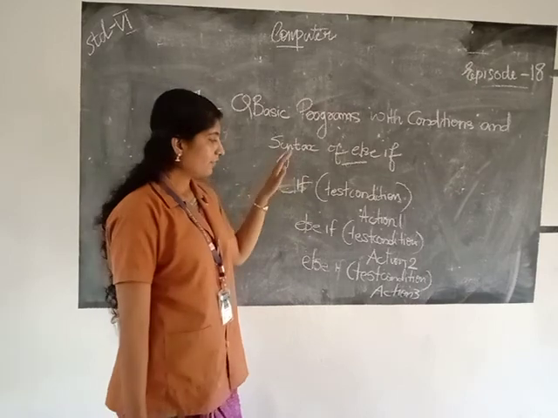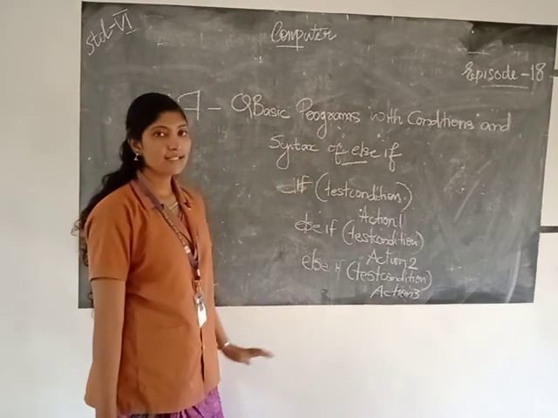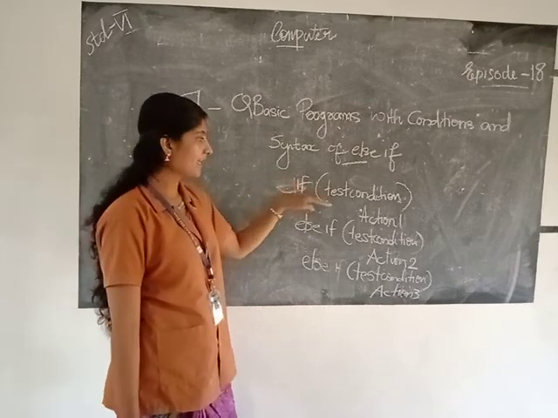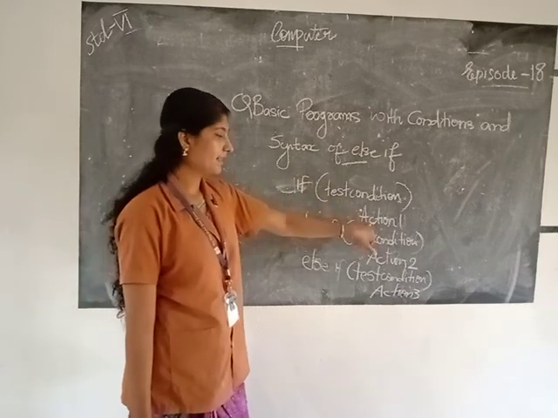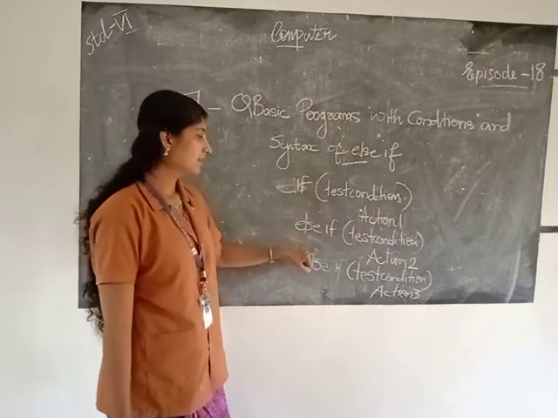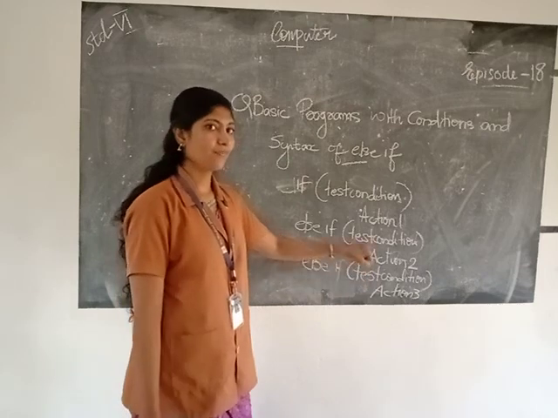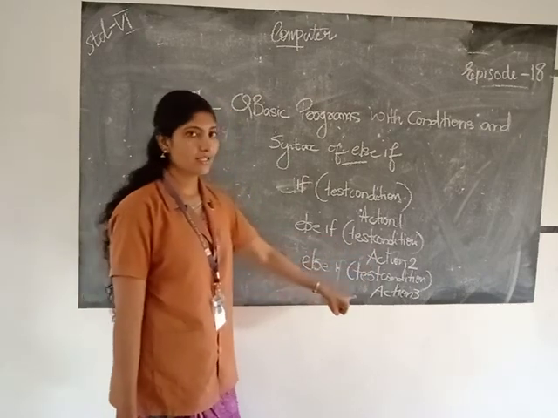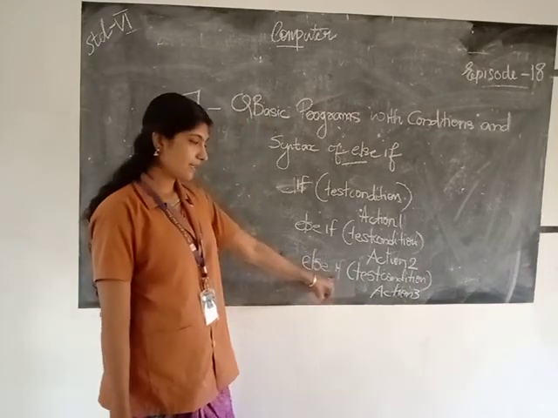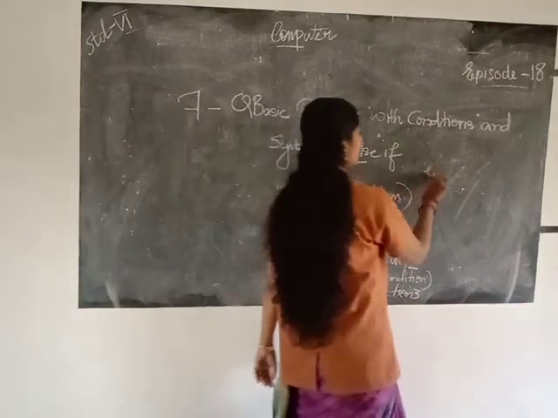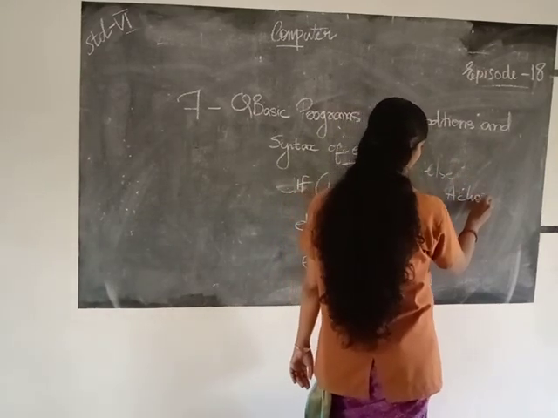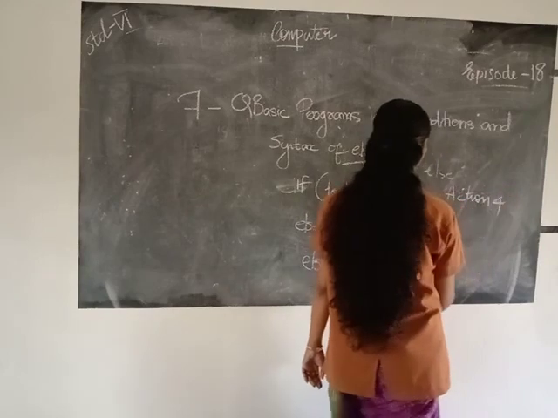So, whether the condition is false or true, the first step is checking the first condition. If it is true, then perform action number 1. If it is false, check the next and perform action number 2. Again, if it is false, then perform action number 3. Again, if the condition is false, then the else part, action number 4. Then end.